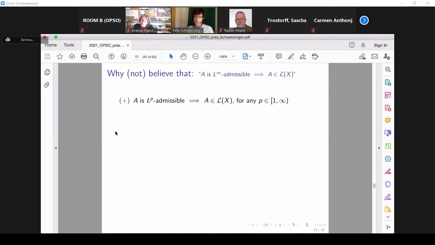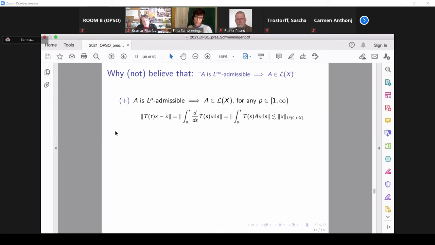Before I give you a glimpse of the proof, let me try to convince you why you should believe this result and also why you should not believe this result. The statement is here in the top line again. As I said before, the only interesting direction is the implication from L infinity admissibility to A being a bounded operator. The other one is trivial. Now, a reason to believe it is that if you slightly strengthen the hypothesis, namely you assume instead that A is Lp admissible with p less than infinity, then I claim that the statement is very easy to prove. And I give you the proof here.